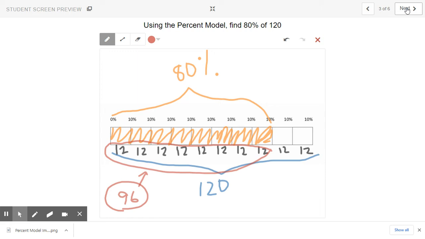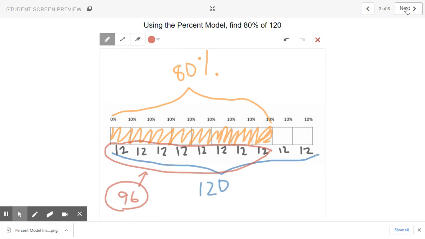Using the percent model, find 80% of 120. Since the whole model is out of 120, 10% is 12. So I wrote that out. And then I shade 80%, which is 8 boxes. That represents 80% on top.